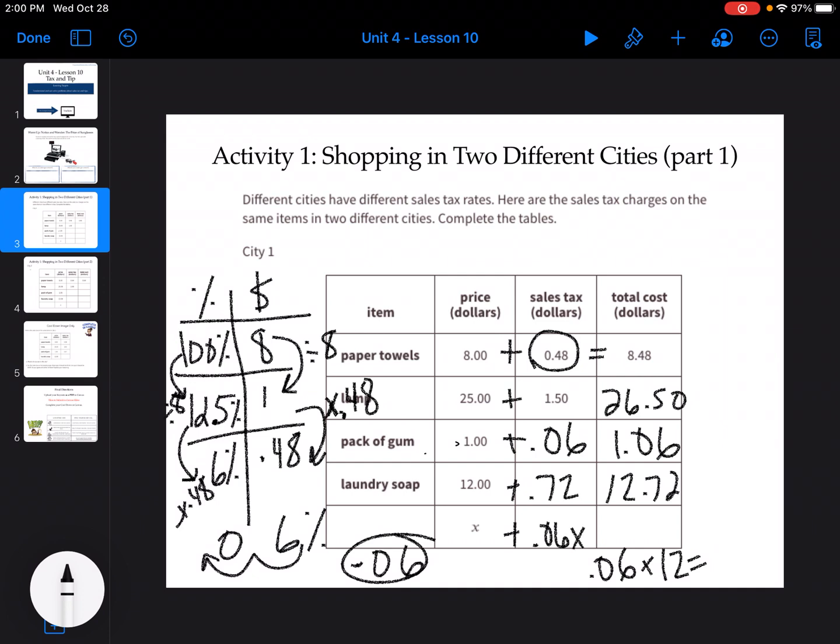So I take X, and then X plus 6% of X for a total of 1.06X. So it would be the whole amount, which is X, plus the tax is going to give me my total amount. And I can check that by multiplying the whole price column by 1.06, and I'm going to get the total cost column.